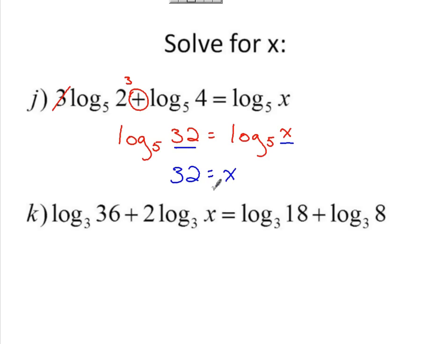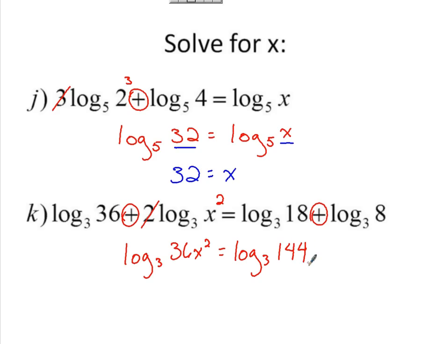So on k, same kind of thing. On k, because I've got a 2 in front of this logarithm, I want to bump that up, make this x squared. We're adding on this side, we're adding on this side, so we can bring these logarithms together on each of their respective sides. Over here we'd have log base 3 of 36 times x squared. And over here we'd have log base 3 of 18 times 8. What's 18 times 8? Check me, I think it's 144.